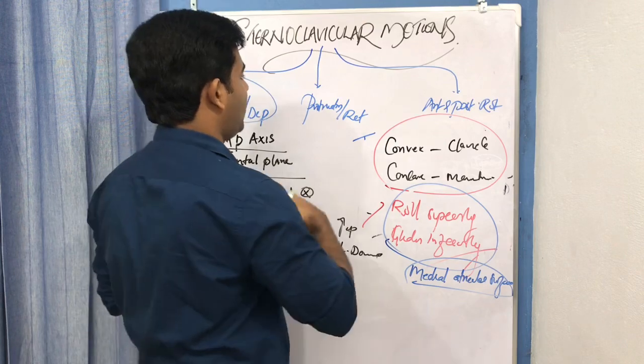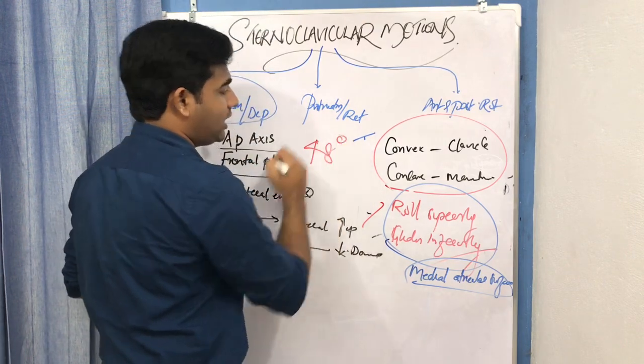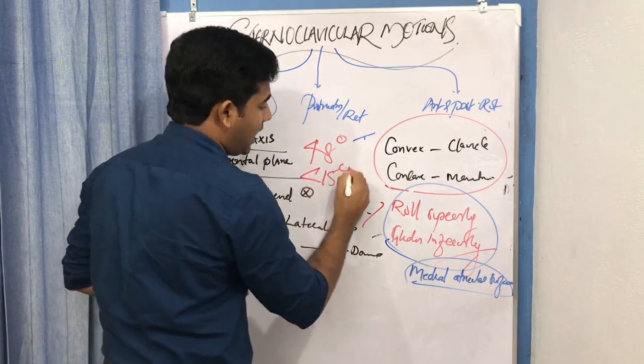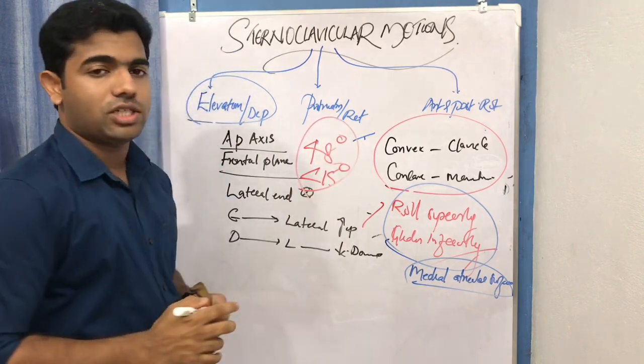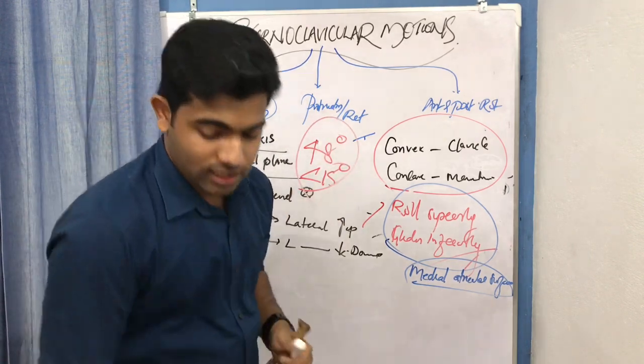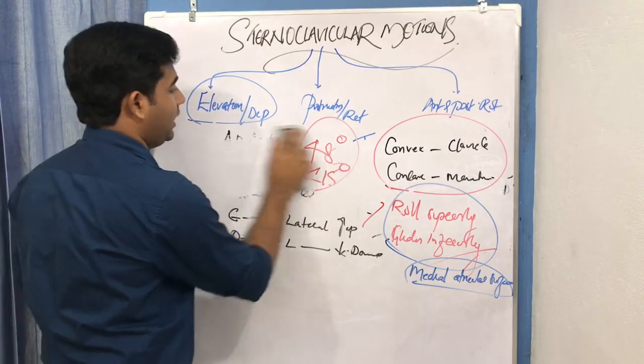The normal range of elevation is about 48 degrees and depression is less than 15 degrees. What is the normal range of elevation? 48 degrees, and depression is less than 15 degrees.